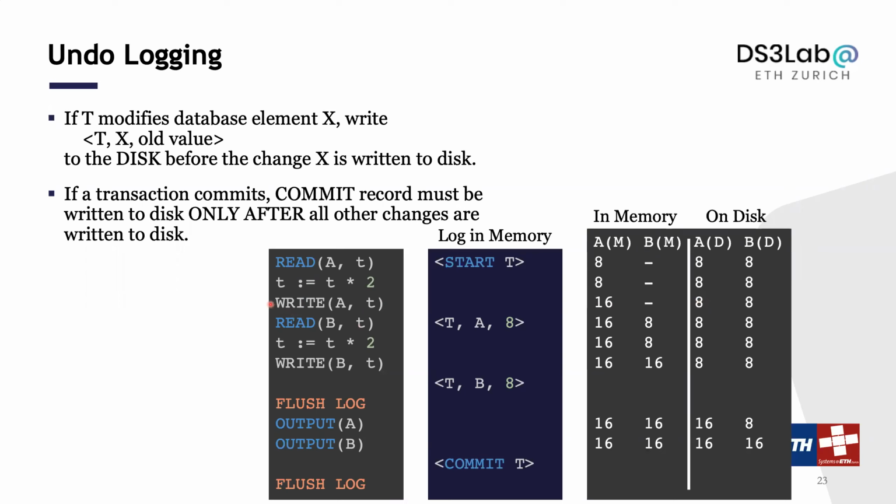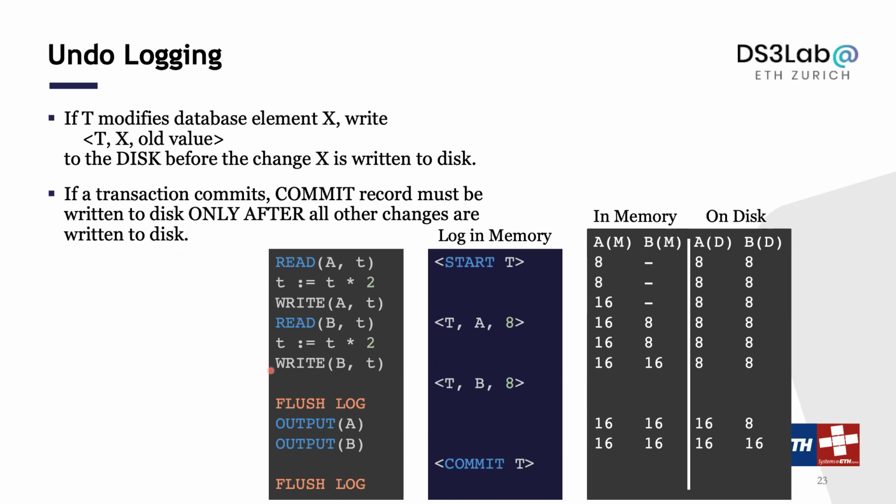Okay, and then when I read B, the same thing happens, right? I multiply by 2, and then I write B, I have 16. Okay, so at this point, the in-memory version of my database reflects all the changes I want to make from this transaction. But I haven't touched my hard drive yet. My hard drive is as if this transaction never happened.